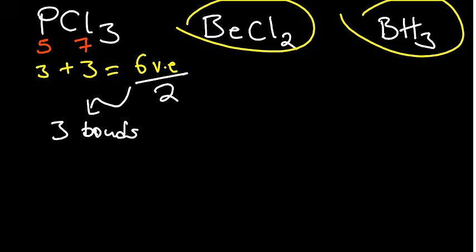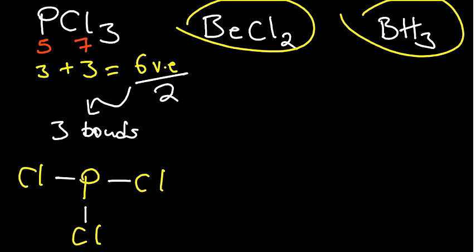So obviously we know that phosphorus is less electronegative as compared to chlorine, in that chlorine is towards the right. Okay, so therefore phosphorus will be the central atom, and then we'll have chlorine on the sides. How many bonds? 3 bonds. So we've got 3 bonds.